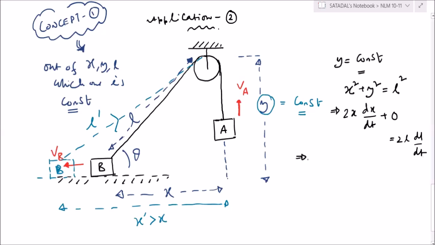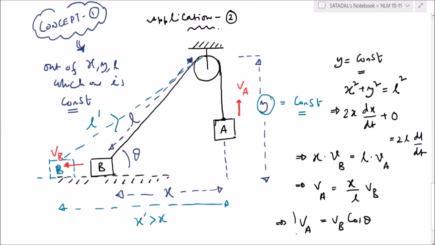Right? So x dx dt means simply VB. And L, what is dl dt? Since A is connected to the string and A is not constant anywhere, dl dt is simply VA. So what we can write from here? VA is equal to X by L into VB. How much is X by L? Cos theta only, no? So VA is equal to VB cos theta. Now that is the constant relation in this case.